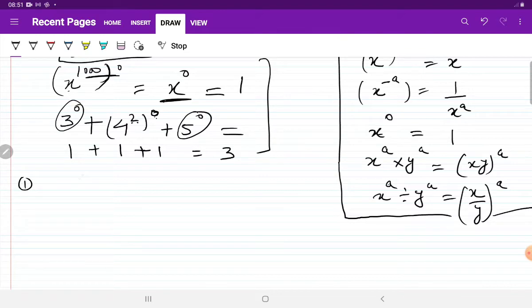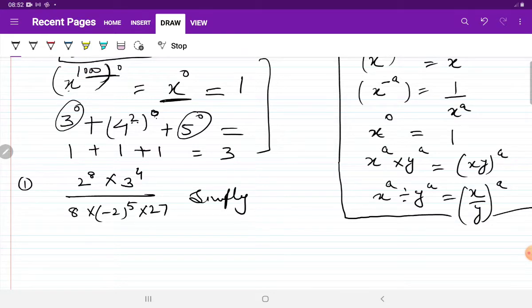I'm taking one example. 2 raised to power 8 into 3 raised to power 4 divide by 8 into minus 2 raised to power 5 into 27. This is my question. You have to simplify this. So for that, like here is 27. So I have to write this 27 in prime factorization. So my basic number is here 2 and 3. My prime factor is 2 and 3. So I have to convert all the numbers in form of 2 and 3. I have to make them exponents in the form 2 and 3.